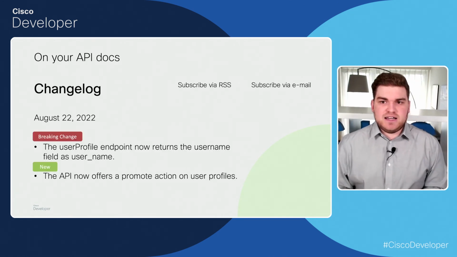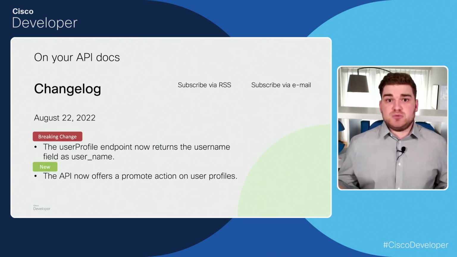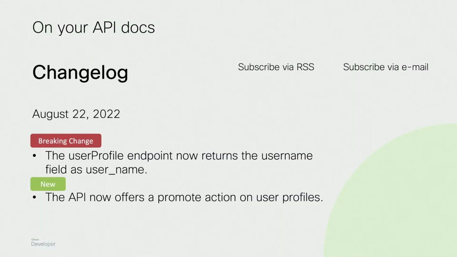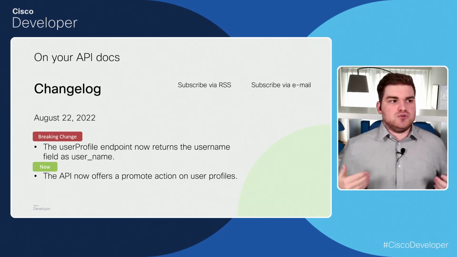And then the last part is the change log, right? How do developers keep up with changes to your API? This is super nice, where you can subscribe via RSS, where you can subscribe via email and actually understand which of these changes are breaking changes, which of these changes are new to the API, which are deprecations, these kinds of things, right? Making it easy to understand what changed in your API and when breaking changes, for example, are going to take effect.